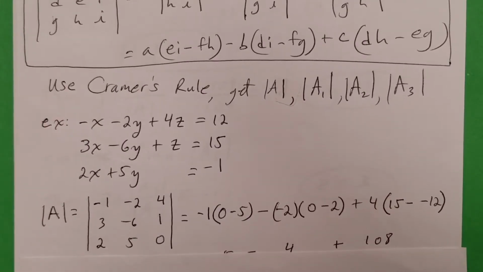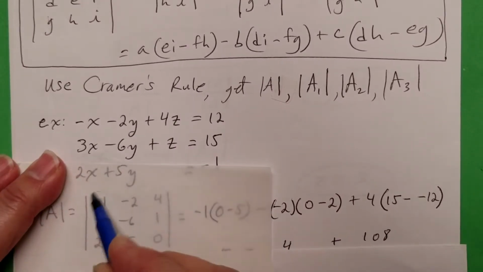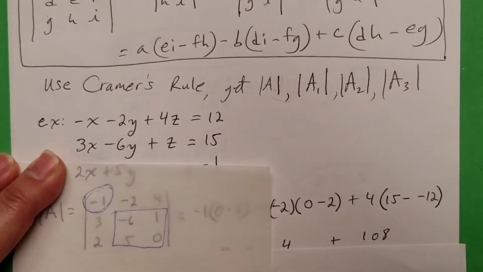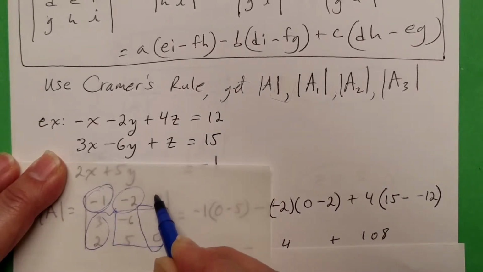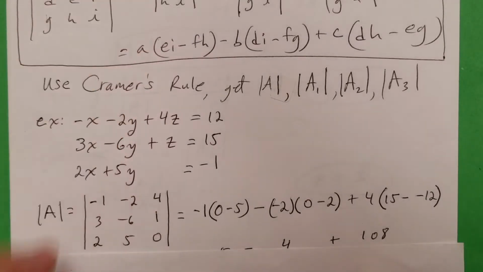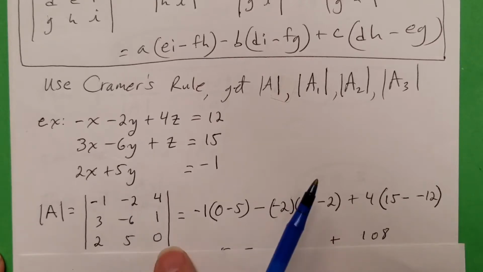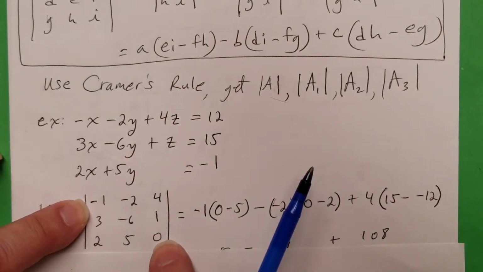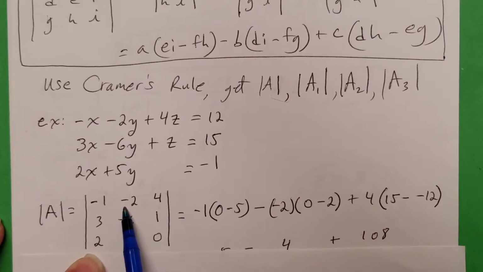So for the first one, determinant of A, let me use the tracing paper again. It's going to be negative 1 times the determinant of this, right? Then negative 2 times the determinant of this. Then 4 times the determinant of this. Okay, I know it looks sloppy, but I did it up here before. So it's negative 1 times 0 minus 5. That's what I got. Now, negative 2: 3 times 0 is 0, 2 times 1 is 2. So negative 2 times 0 minus 2. That's what I got here.